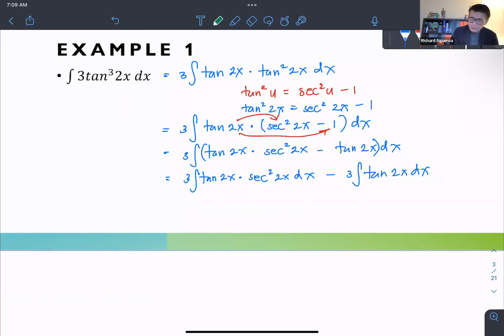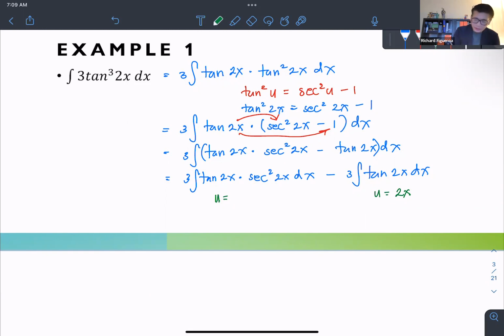So in this case, what should be our u here? For the first term, what should be our u? The tangent 2x secant squared 2x dx. So we can use the power formula here. For the second one, it's easy. So tangent 2x, our u there is 2x. So how about for the first term? We will be using the power rule here. What should be our u?